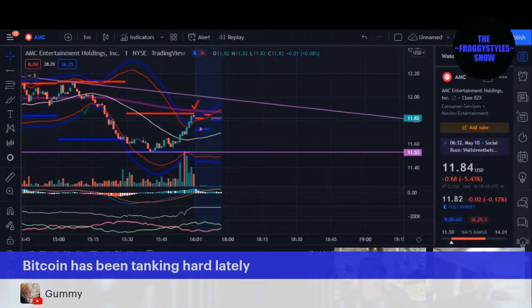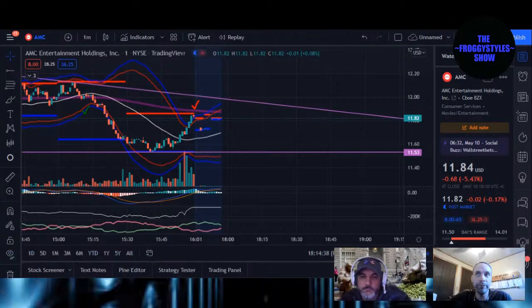Gummy says Bitcoin has been tanking hard lately. I mean, they got to get the money from somewhere to cover. So I'm not sure if they're taking the money to manipulate more or if they're just loading up. But eventually, that reverse repo is going to unravel. When that unravels and the Fed starts taking money back and everything comes in, ooh, it's going to be a huge hurt.